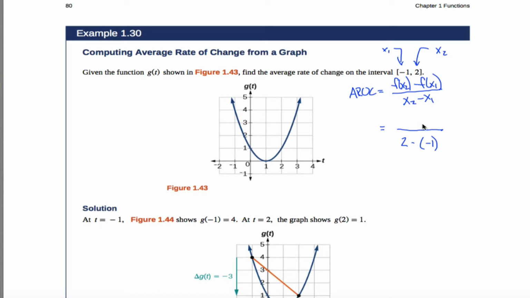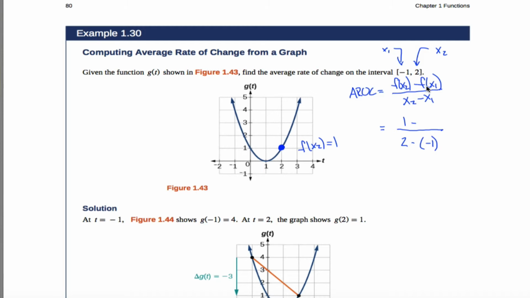And then on the numerator here, I need the output that corresponds with those two inputs. So first I want f of x2. And to figure out f of x2, I'm asking myself what comes out of this machine when I put x2 into this machine. And x2 we decided was 2. So here is the input 2. The output here would be 1. So f of x2 equals 1 because the height right here is 1. So I'm going to throw a 1 right here.